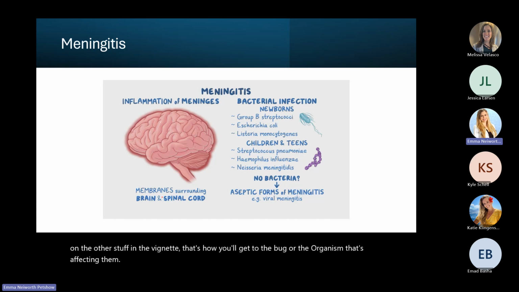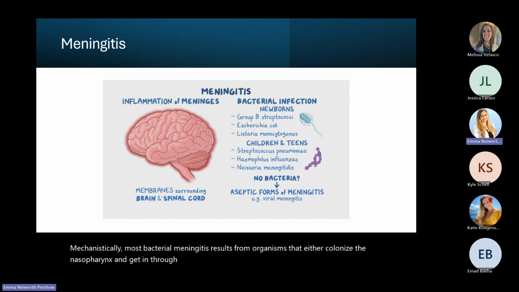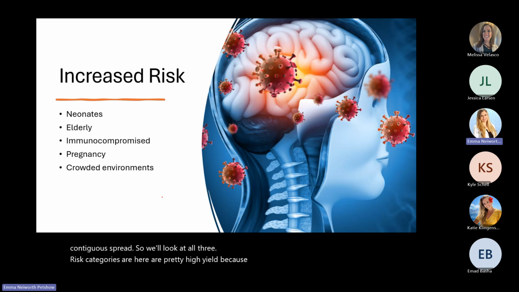Mechanistically, most bacterial meningitis results from organisms that either colonize the nasopharynx and get in through the bloodstream, or directly enter via trauma or potentially contiguous spread. So we'll look at all three. Risk categories are pretty high yield because they can map to predictable pathogens.